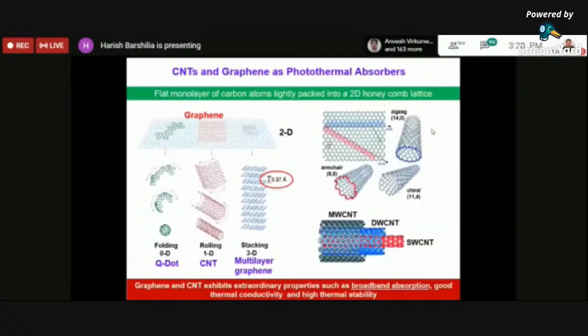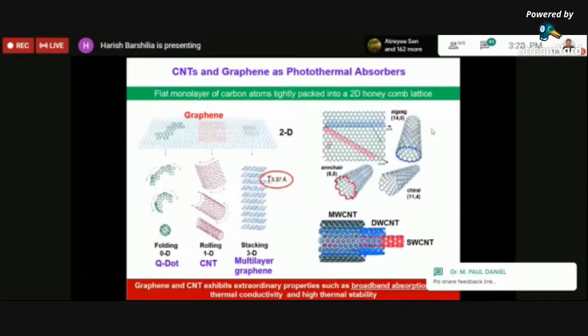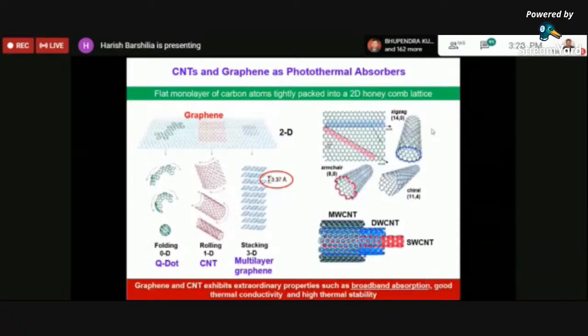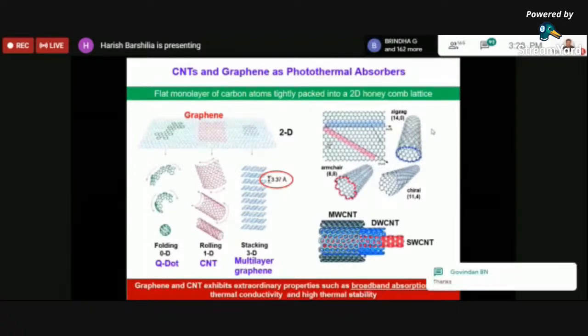So now I'll just come to the last leg of my presentation, wherein we use CNTs and graphene for various applications. Graphene is nothing but a single sheet of carbon atoms. If you fold it in 0 dimension, we have quantum dots. If you fold in 1 dimension, then we have carbon nanotubes. If you stack it in multilayers, then you get graphite.